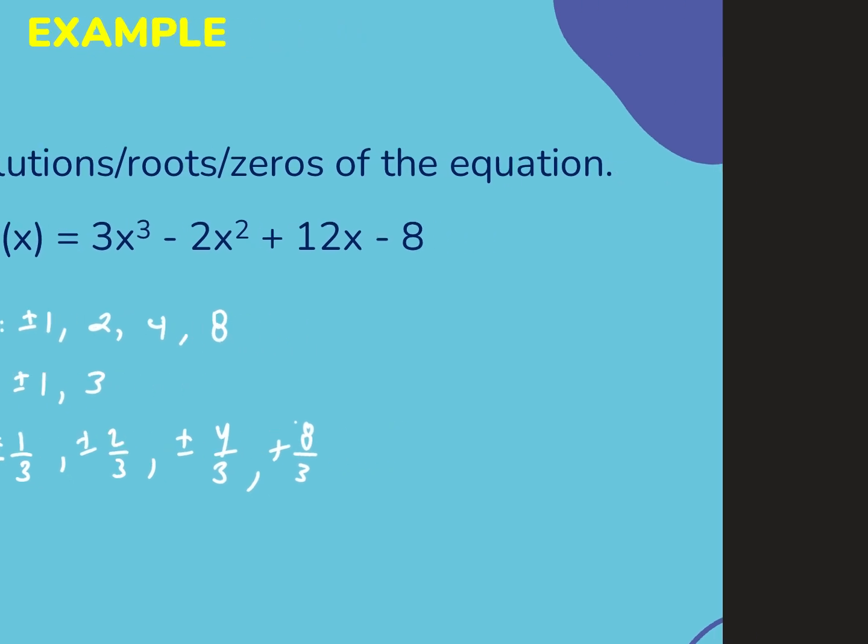Everybody in your calculator, go to your y equals. Clear it out, and I want you to put in 3x cubed, the problem that we're looking at. 3x cubed, scoot over, minus 2x squared, scoot over, plus 12x, and then minus 8, and then hit graph. How many times do you see this crossing the x-axis?